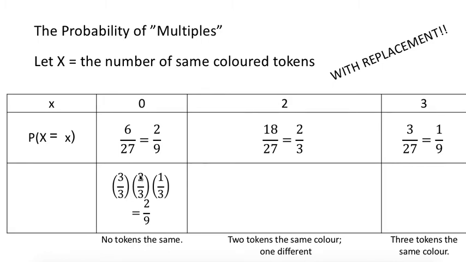Then the next one has to be different to that. So it's a 2 out of 3 chance. And the third one has to be different to the first 2. So there's a 1 out of 3 chance of that happening.